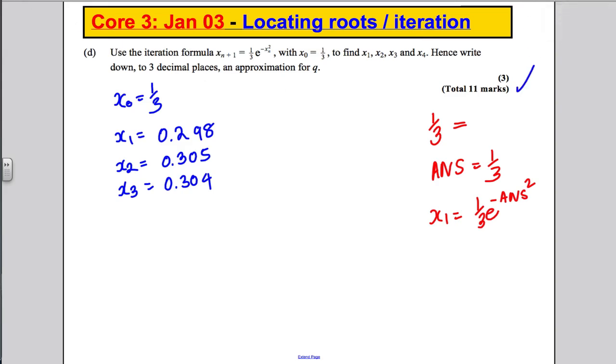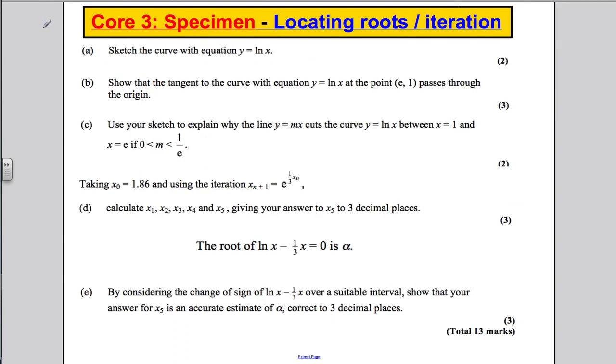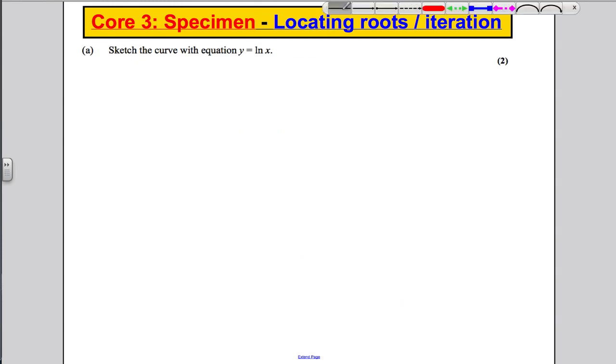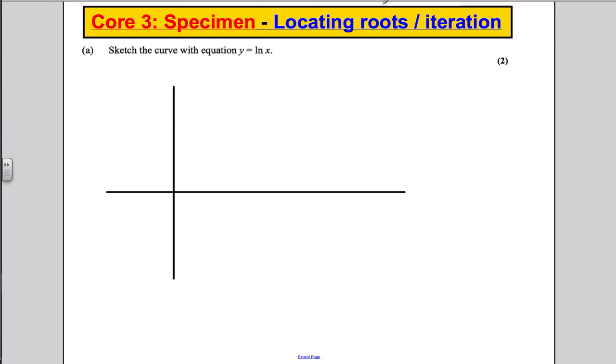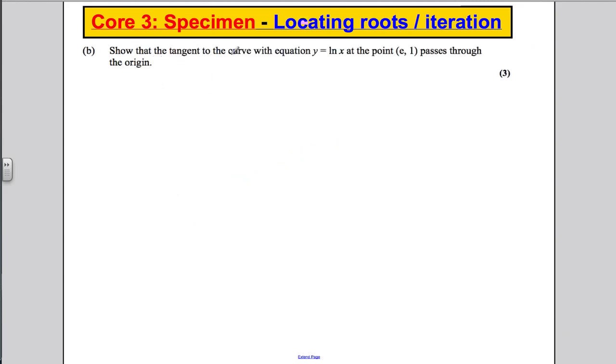Okay, next question, pause the video, have a go. Okay, part A says draw the equation y is equal to ln x. An easy graph, you should know what it looks like, and it looks something like this. It crosses at 1, 0. It asymptotes to the y-axis, and it tends off towards infinity as x tends to infinity. 2 easy marks.